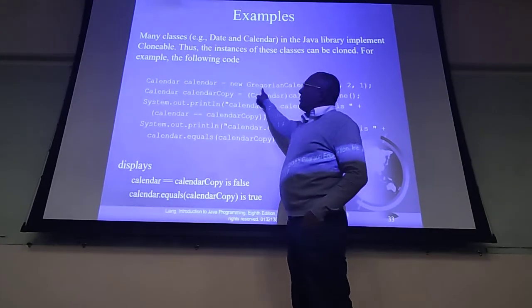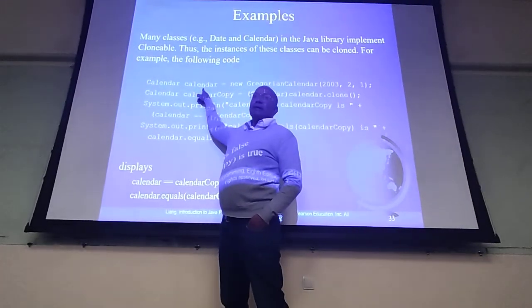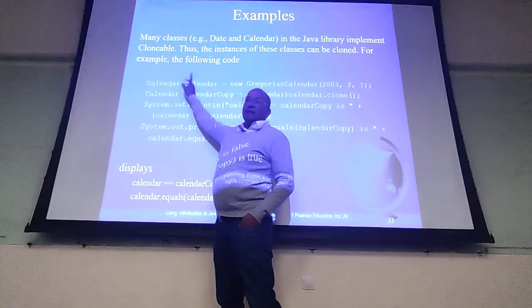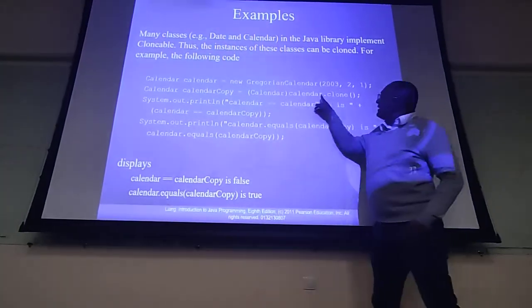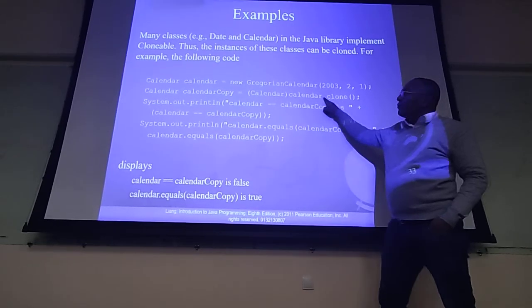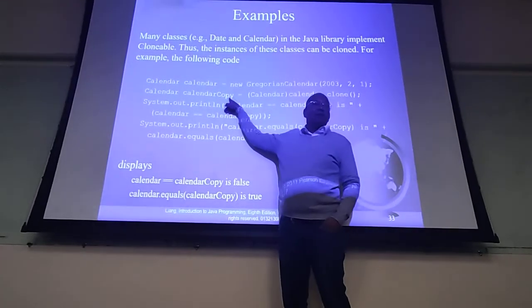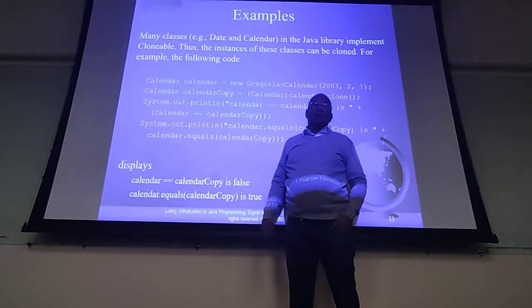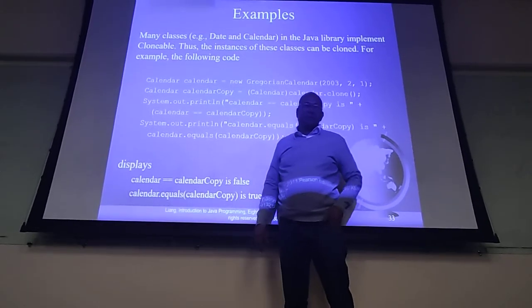Have you understood? Calendar. It's an object of which class? Calendar. And you say calendar dot clone. It means we can make a clone and assign it to a calendar. Copy. So a copy of the object. Clone.